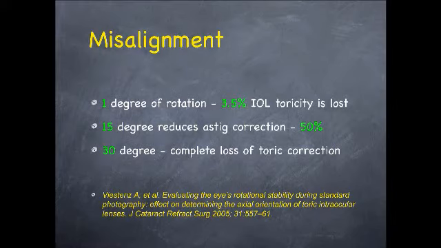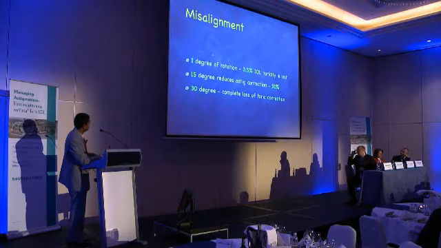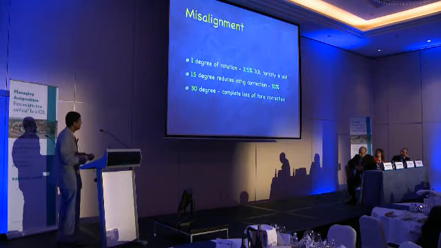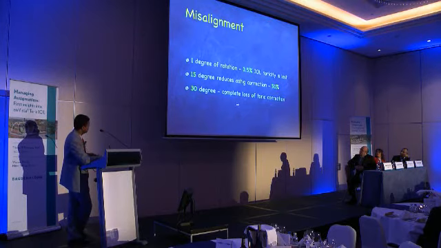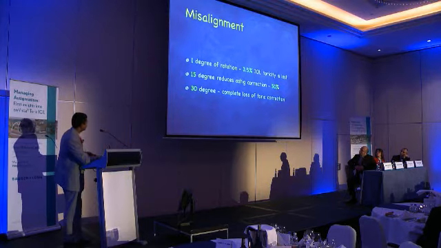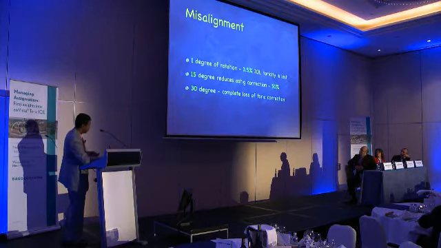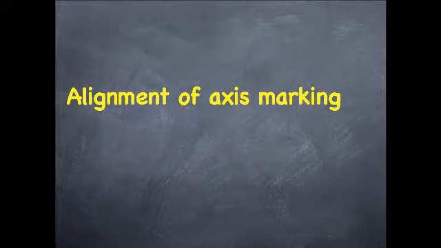A note of caution here, just to give you the degree of misalignment you'll get. 1 degree of rotation will cause 3.5 degrees of toricity to be lost from the intraocular lens. So if you're misaligned by 30 degrees, you almost completely lose the effect of a toric lens, and that lens just becomes like your standard monofocal lens. So it's very critical that you try to eliminate this degree of misalignment.